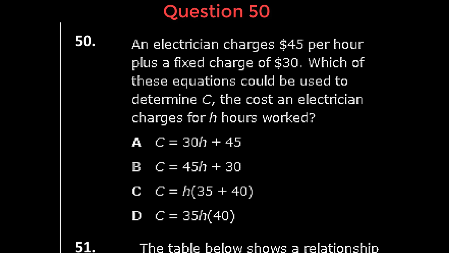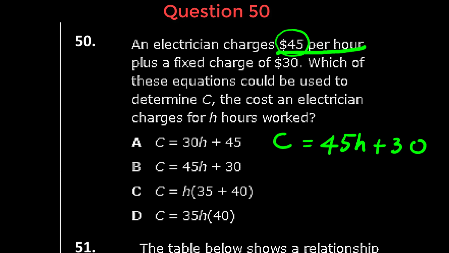An electrician charges $45 per hour. When it says per hour or for each hour, I am going to be multiplying this 45 by the number of hours. So the number of hours given in this problem is H, so 45 times H. And a fixed charge of $30, so this is going to be paid only once. So the total cost of this electrician is going to be C equals 45H plus 30. So the correct answer is B.